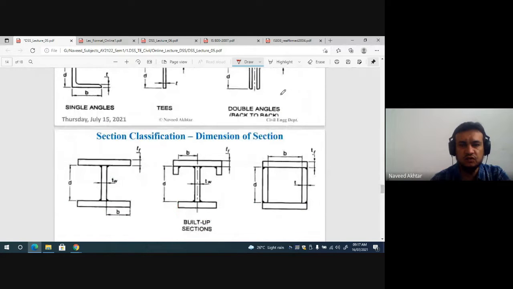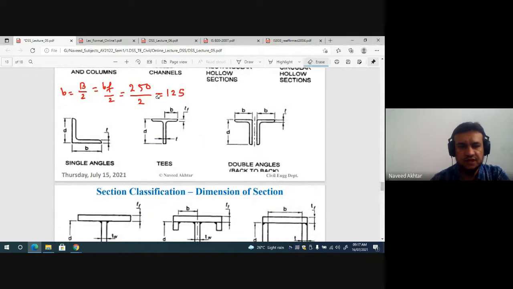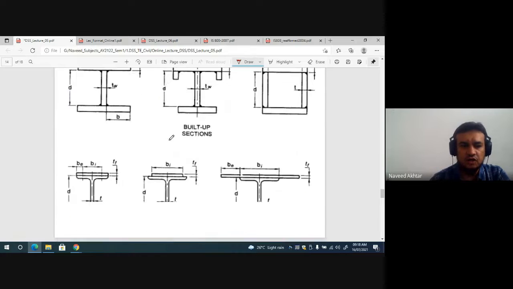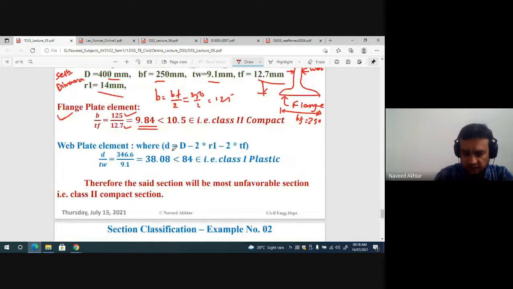So here the value of b by TF will be calculated likewise. You see the figures, you have to check there, and then you can find this, and then that will be compared. Now, after comparing, what do we get? The value of 9.84 is greater than 9.4 epsilon, but it is less than 10.5 epsilon. That's why it is class 2 compact. Okay, so our flange element of the I section is class 2 compact.